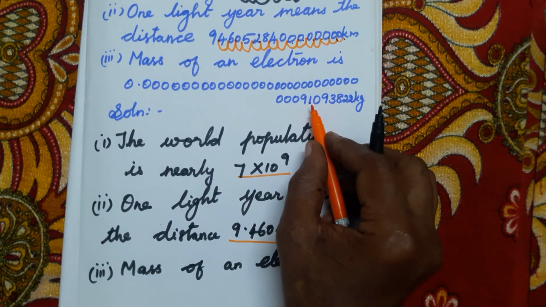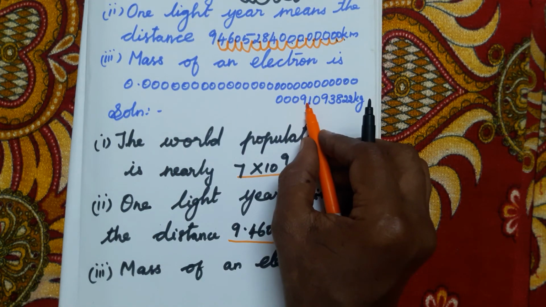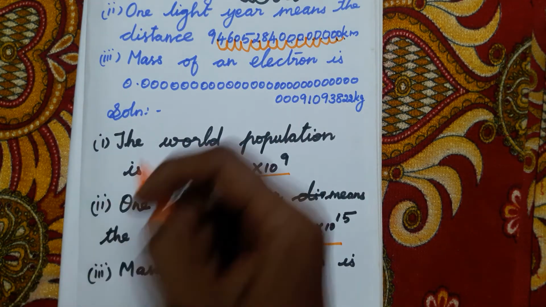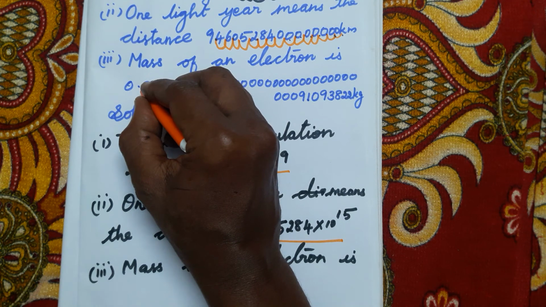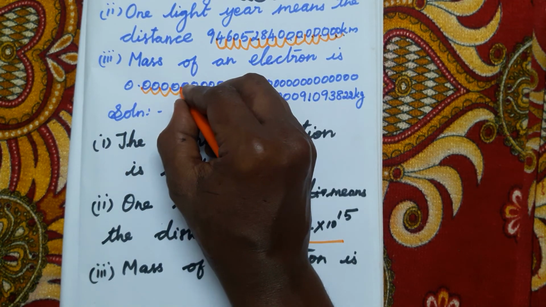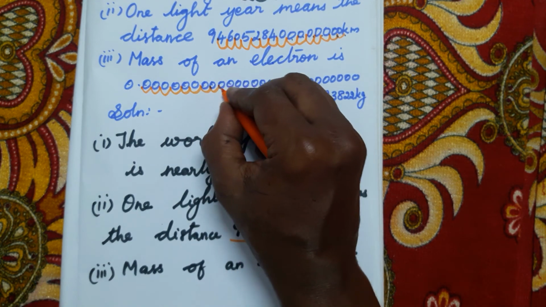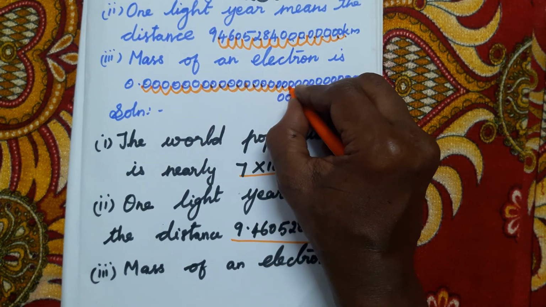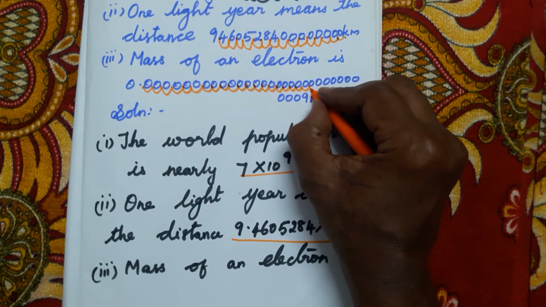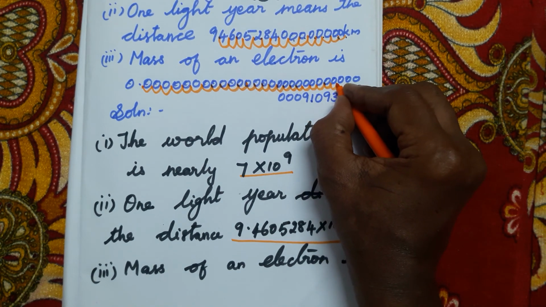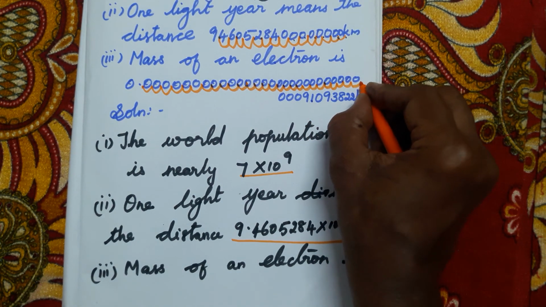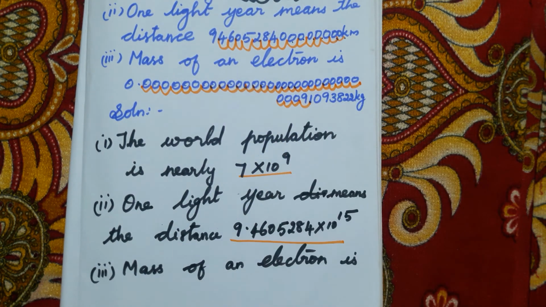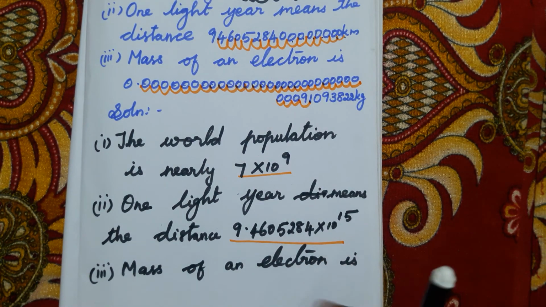Next, the mass of an electron is 0.00000. How many zeros are there? 30 zeros after the point, then 9. So, the mass of an electron is, we can count that. We want to move the decimal point 1, 2, 3, 4, 5, 6, 7, 8, 9, 10, 11, 12, 13, 14, 15, 16, 17, 18, 19, 20, 21, 22, 23, 24, 25, 26, 27, 28, 29, 30, 31. 31 digits we moved the decimal point.